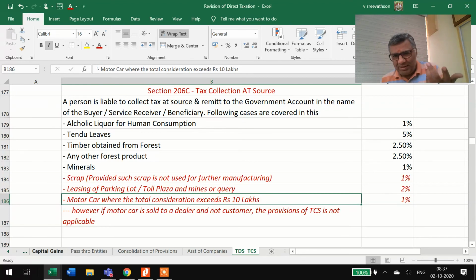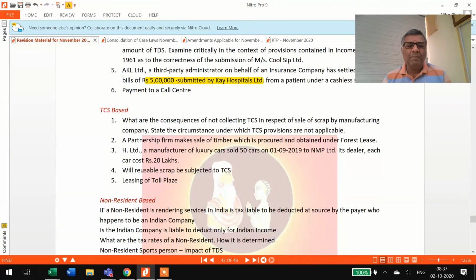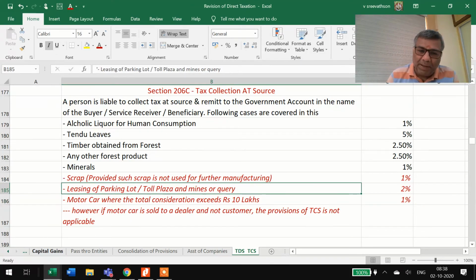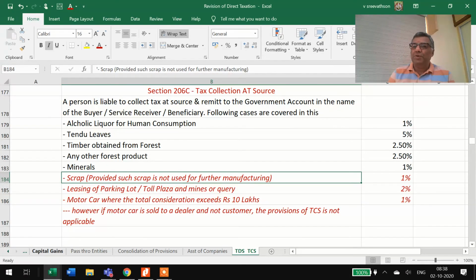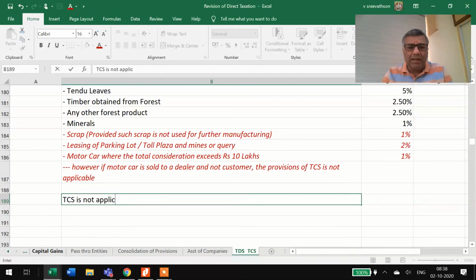This time I don't expect it, because there is no amendment. And there are sufficient amendments in TDS to ask, so why would they concentrate on TCS? But for safety, it is better to prepare. What are the consequences of not collecting TCS in respect of sale by a manufacturing company? State the circumstances under which TCS is not applicable. TCS is not applicable where the scrap is reused, my dear friends.